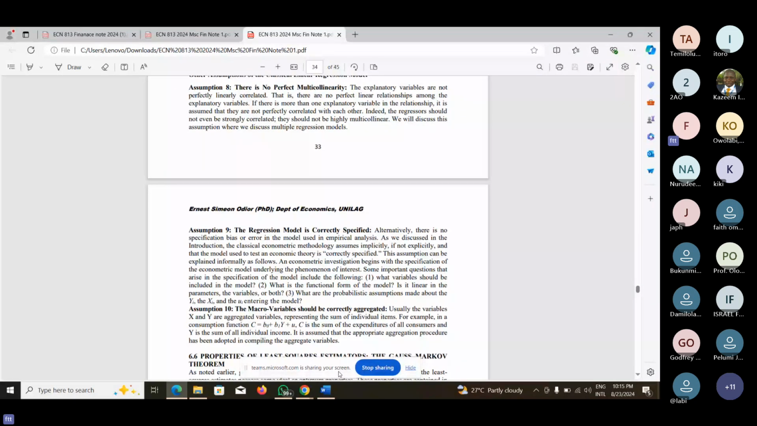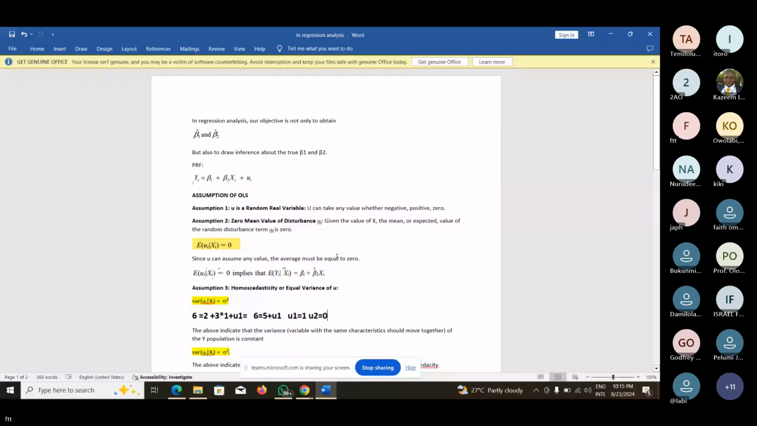So we have our assumption 1. Let's move down to our assumption 1. Our U is a random real variable. Let's know that. Then for assumption 2.